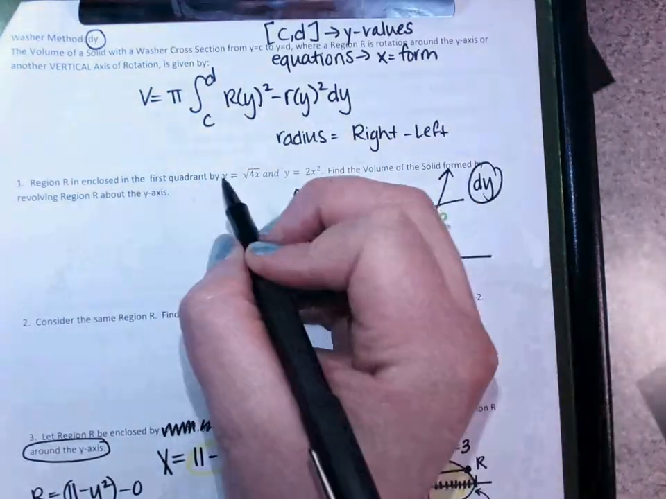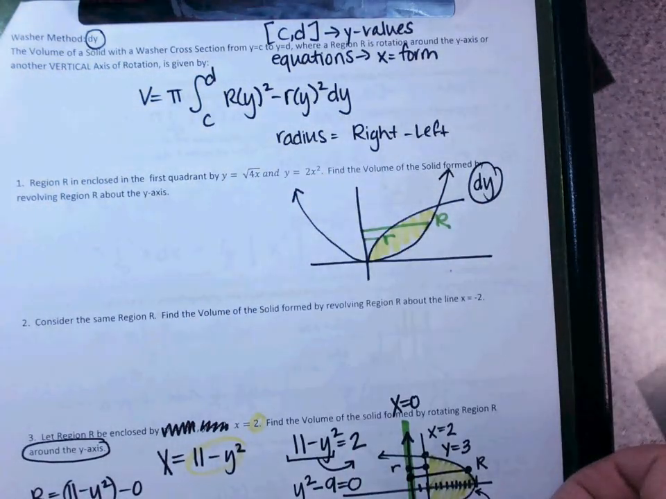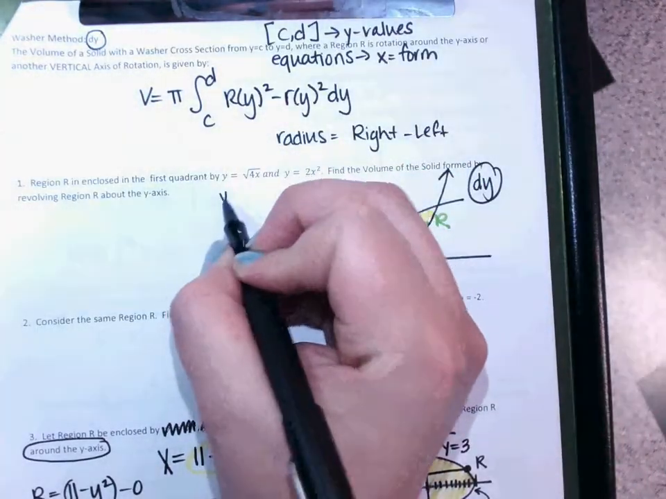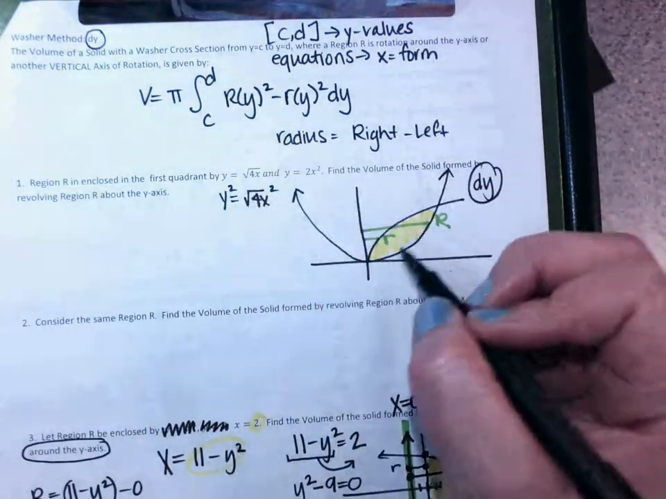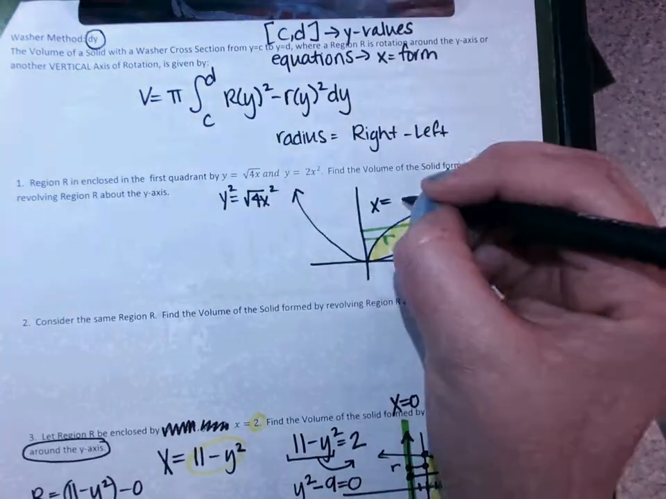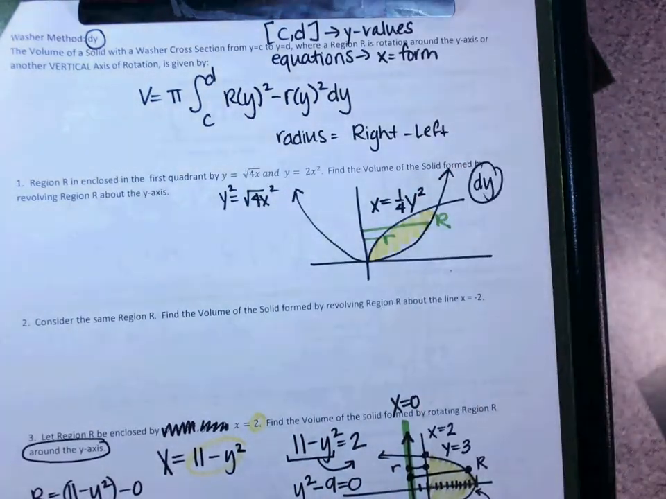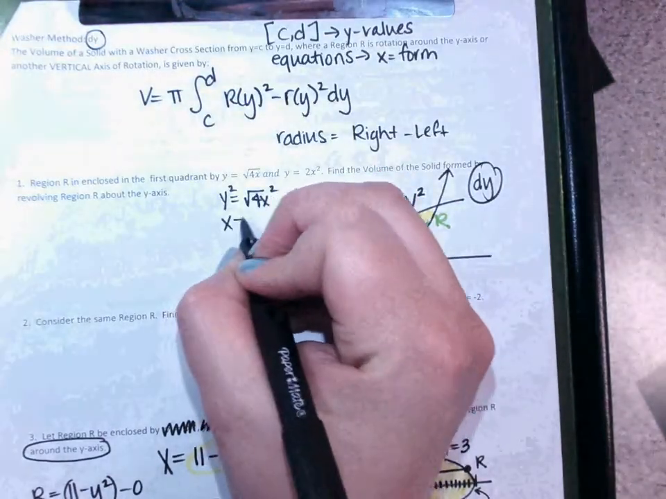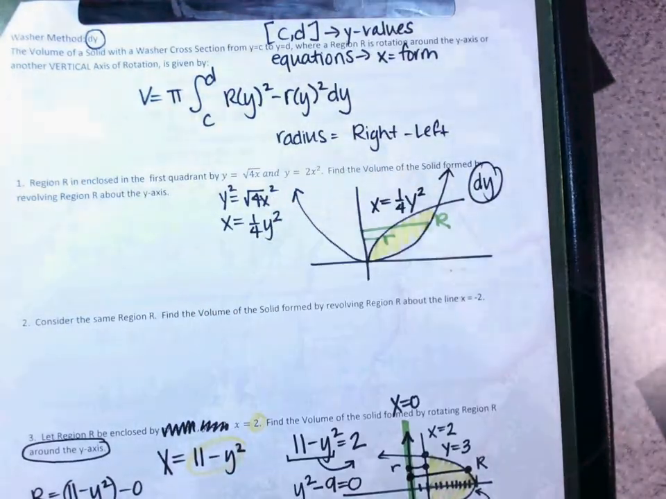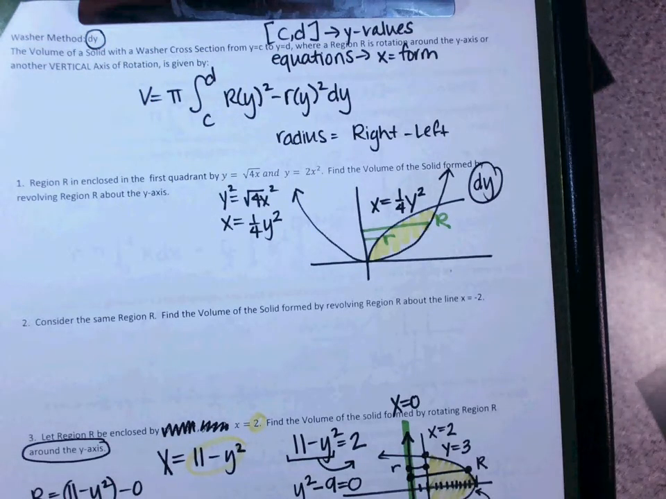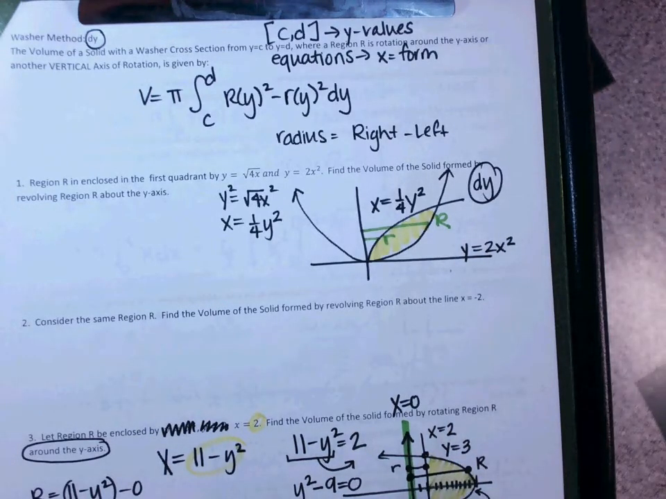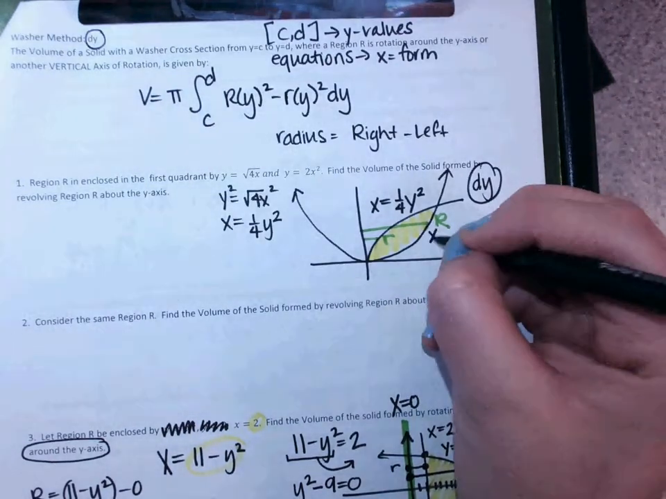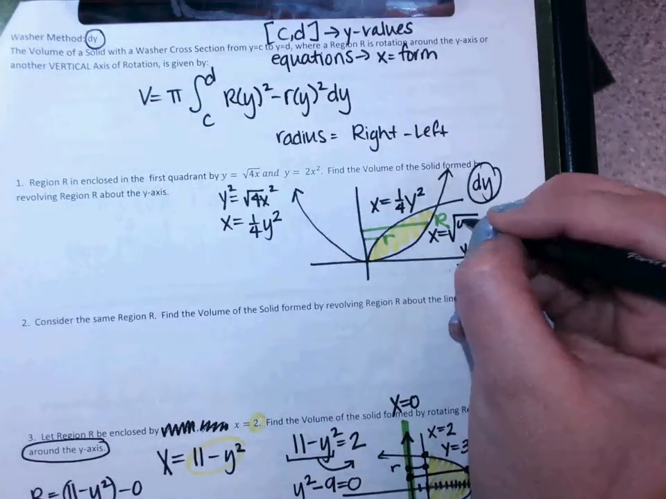So look at this one. If it's y equals square root of 4x, how do I get rid of the square root? Okay, so I'm going to square and then divide by 4. So this line right here is now going to be x equals 1/4 y squared. That's what we're going to call that graph now. My second equation was y equals 2x squared. What am I going to do first? Divide by 2. And then how do I get rid of the squared? So x equals square root of y over 2.